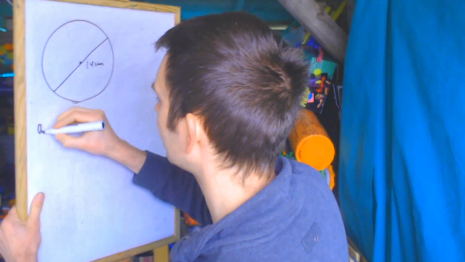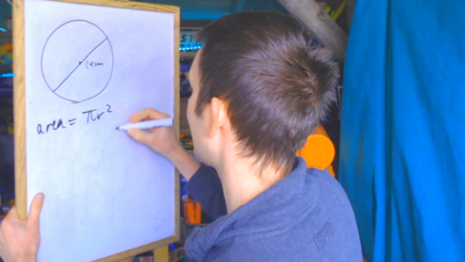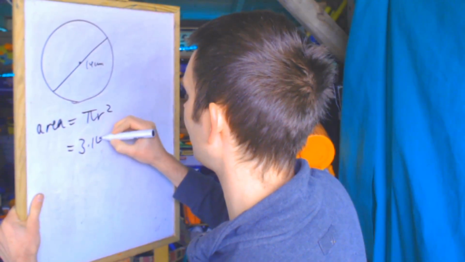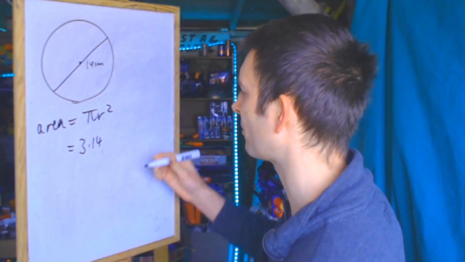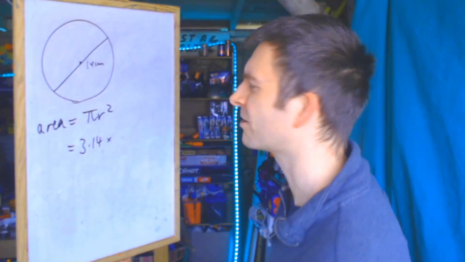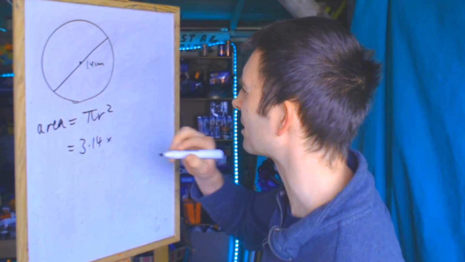So the area equals pi r squared. So that's going to equal 3.14. Remember, we're going to treat pi as 3.1415, whatever, but we're going to treat it as 3.14 times the radius. Oh my goodness, we don't have a radius. What are we going to do about this? All we've got is a diameter.